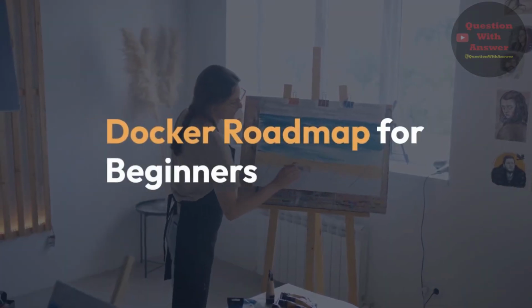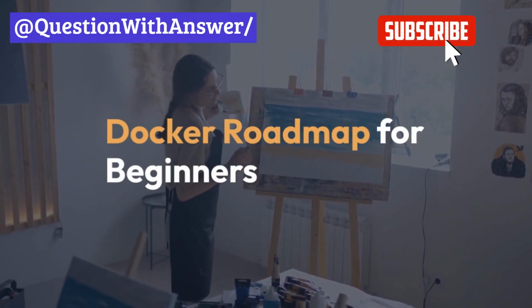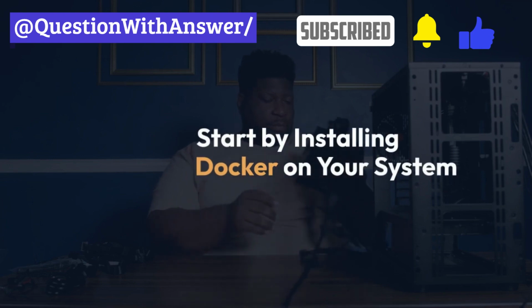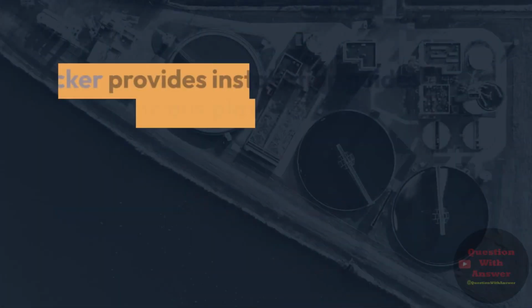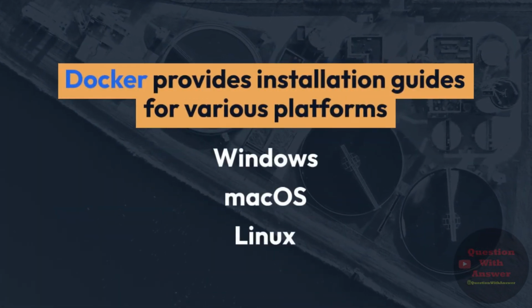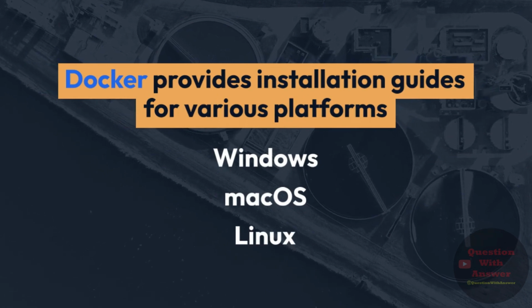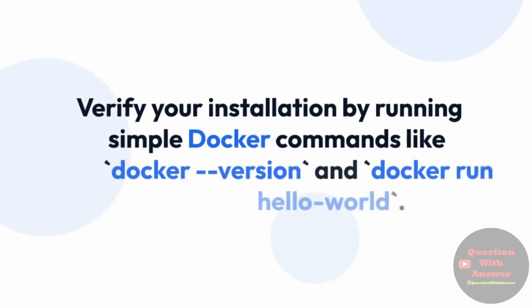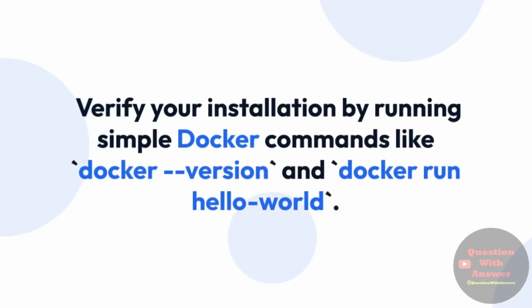Docker Roadmap for Beginners. 1. Installation and Setup. Start by installing Docker on your system. Docker provides installation guides for various platforms, including Windows, macOS, and Linux. Verify your installation by running simple Docker commands like docker version and docker run hello-world.